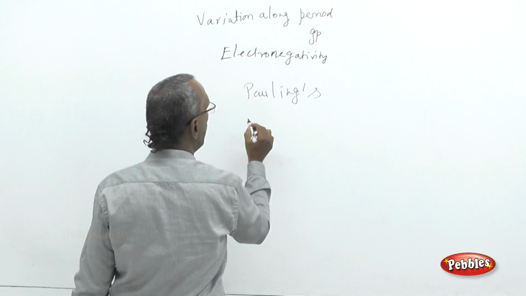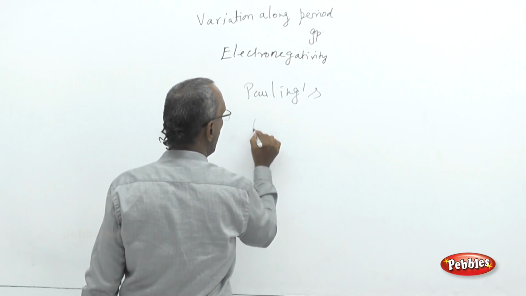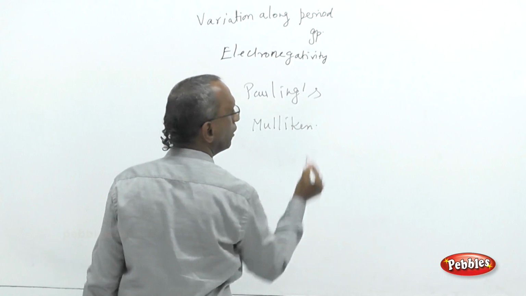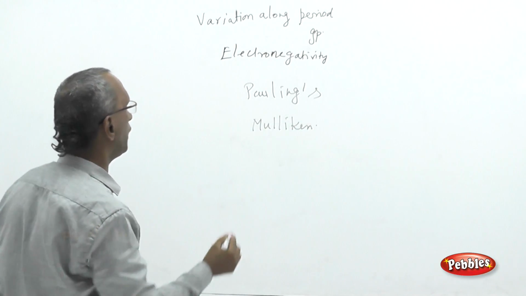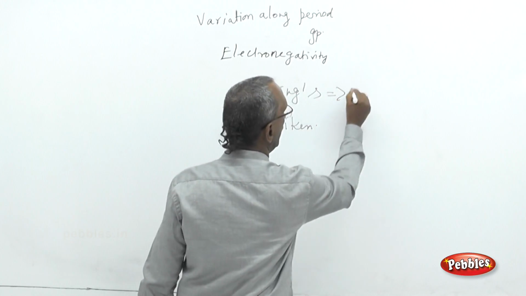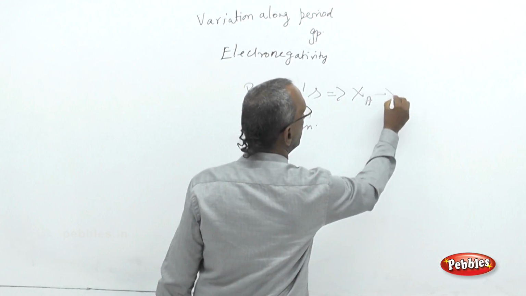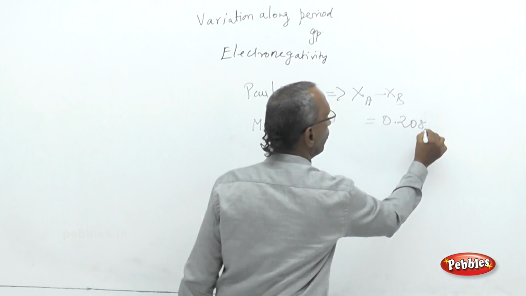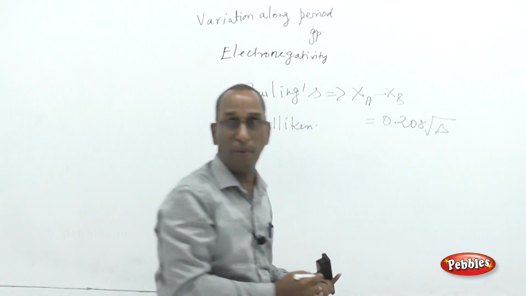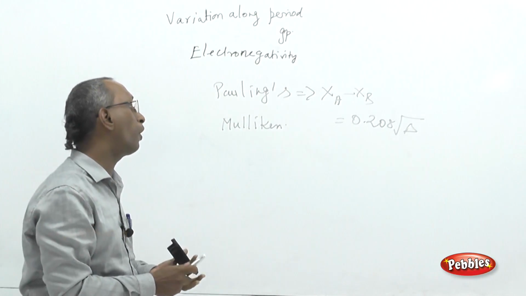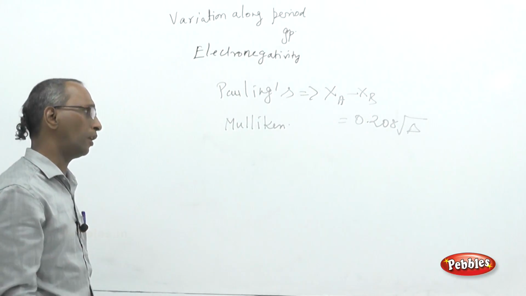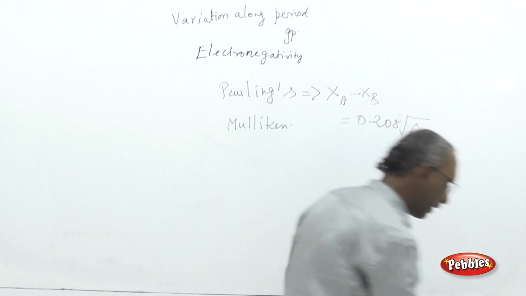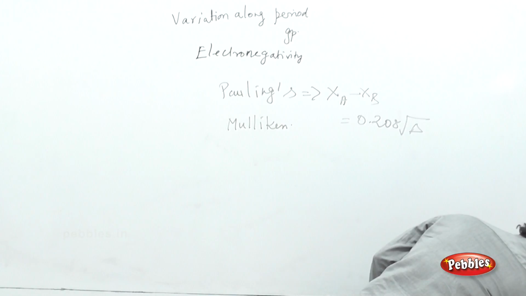One is called Pauling's rule of electronegativity. Another one is called Mulliken's rule of electronegativity. Pauling's statement gives some qualitative result: Xa minus Xb equal to 0.208 into delta. The triangle stands for capital delta. Xa is the electronegativity of element A.